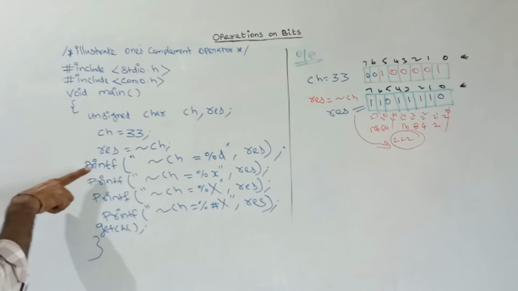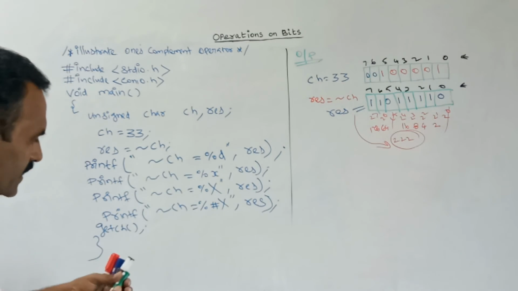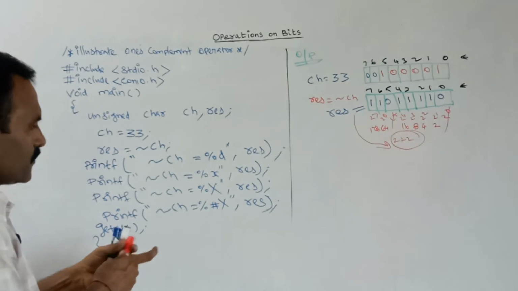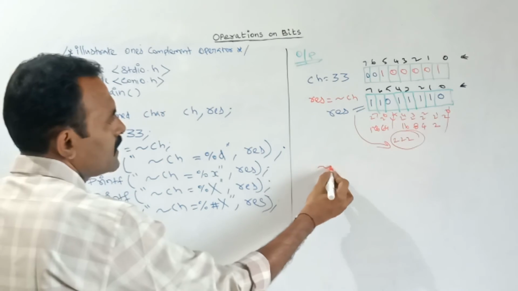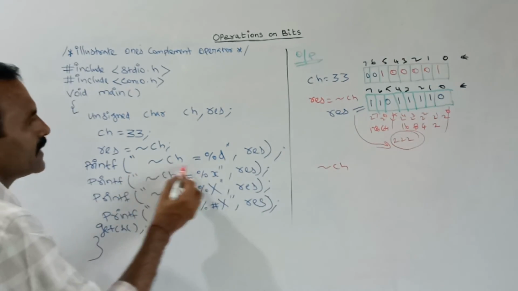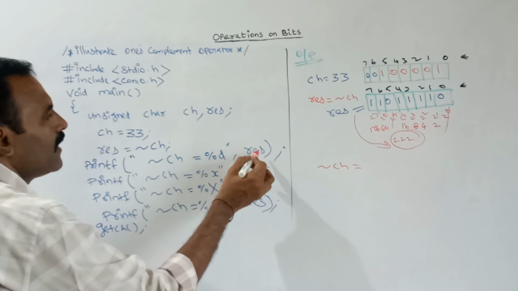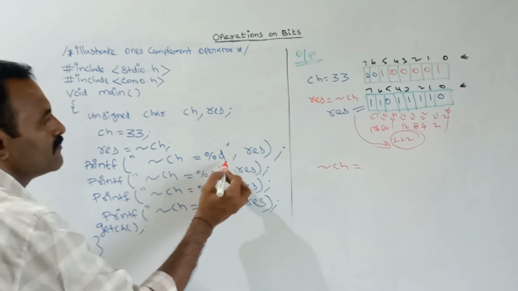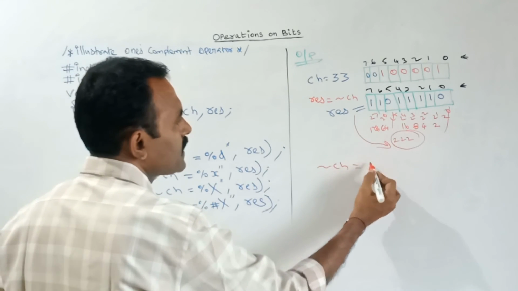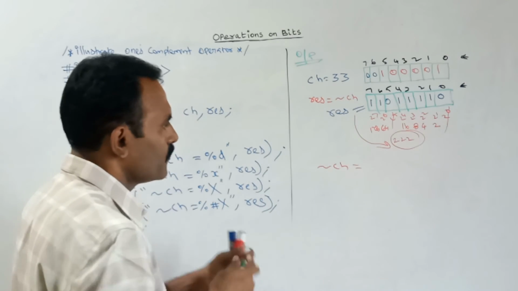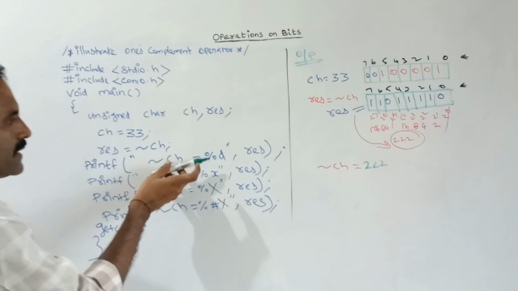Here I am telling it to print the 1's complement of CH in decimal format first. So in the output it will display like this. See the message here, this tilde CH, that is "1's complement of CH is equal to", and here I am telling it to print the RES value. What format? Decimal format. So RES in decimal format, what is the value? The result is 222. This result will be displayed on the display screen.